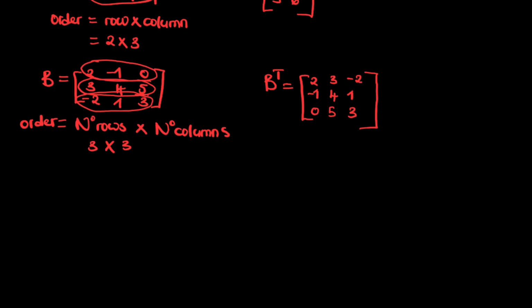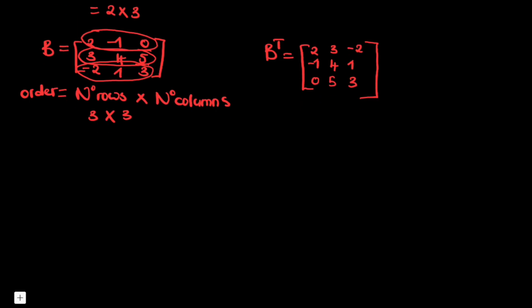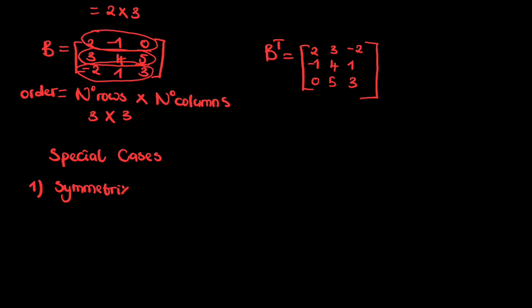Okay, so now let's go to special cases of this transpose matrix, because there are some special cases when it concerns transpose matrix. So now let's look at the special types. We have the first one, which is a symmetric matrix. Sorry, this is not X, this is C. A symmetric matrix.